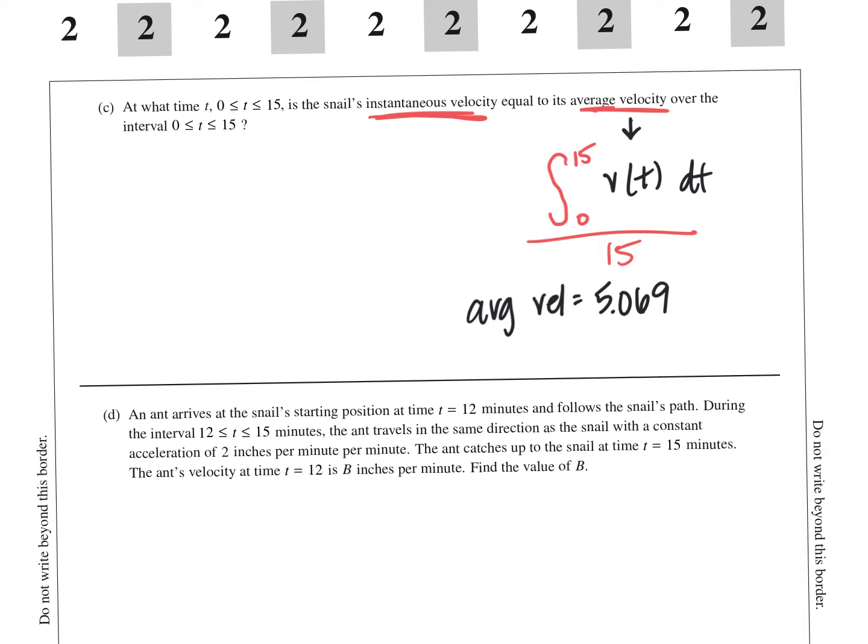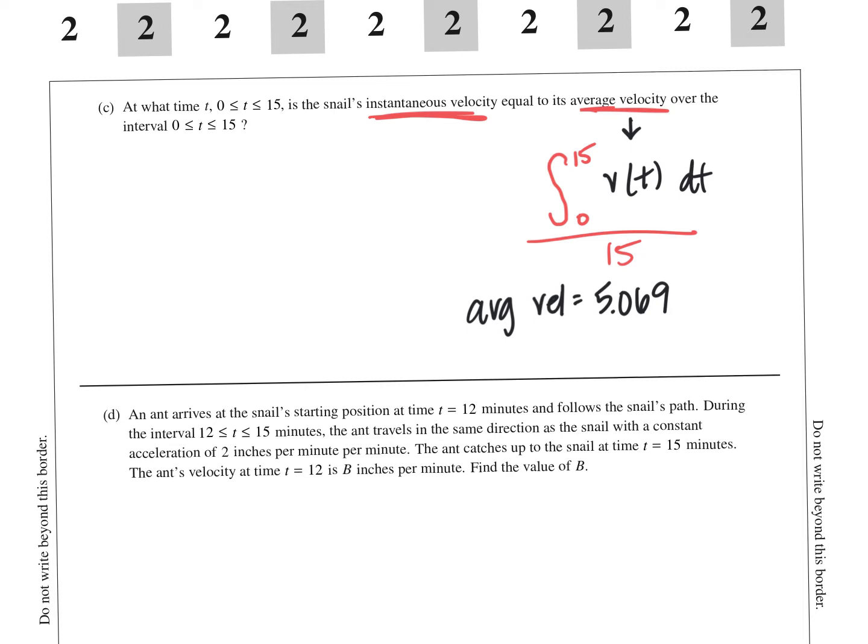Let's go ahead. I would go to our y equals screen, because they want an x value. They want an x value where the snail's instantaneous velocity is equal to his average velocity. So do you agree our average velocity is 5.069? So I'm going to make that my first function. And I want to go see where it's going to equal its instantaneous velocity.